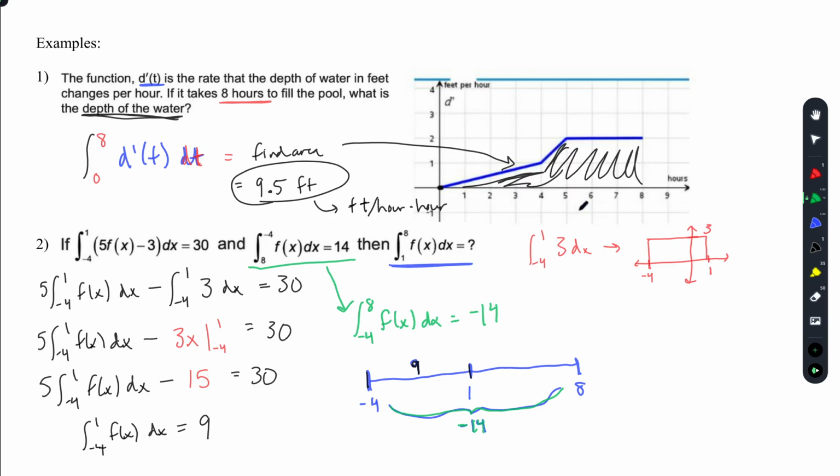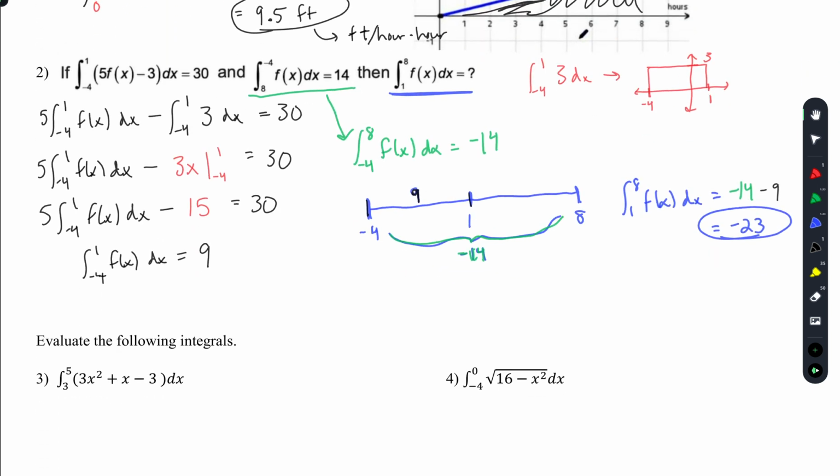I know the negatives trip me up a little bit, but think about if you did this in geometry, you would take the bigger one minus the smaller one, and that's exactly how you get that integral. So to get the integral from 1 to 8 of f of x dx, you're going to take negative 14 minus 9 to figure it out. Okay, so negative 23 would be the answer. Are there any questions with that?